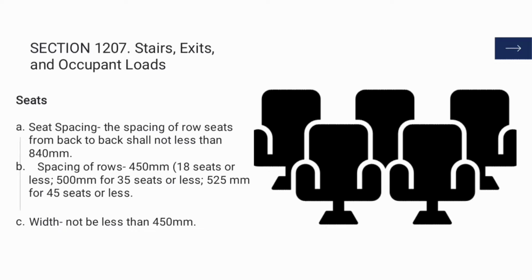Next is the seats. So the seat spacing. The spacing of row seats from back to back shall not be less than 840 millimeters. And in the spacing of rows, for 18 seats or less, it should be 450 millimeters. For seats having 35 seats or less, the spacing for the rows is 500 millimeters, and for 45 seats or less, it should be 525 millimeters, with the width not less than 450 millimeters.